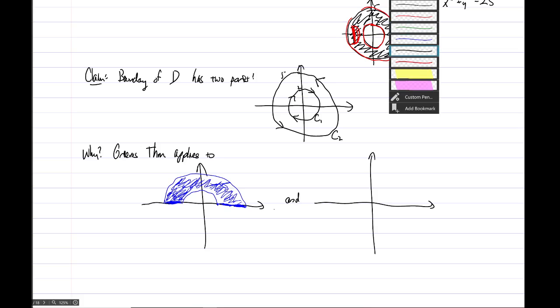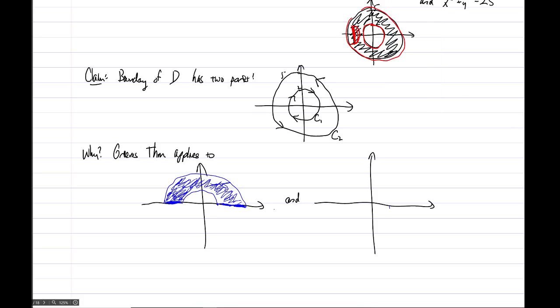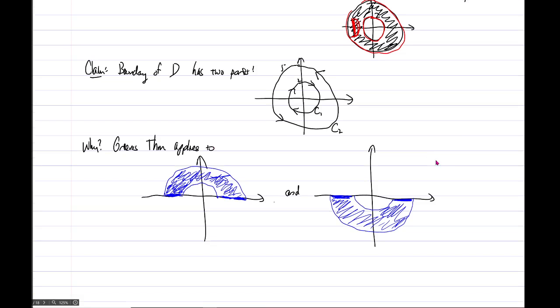Another region I'd like to draw would be the bottom half of a circle of radius 2 and the bottom half of a circle of radius 5. Let's connect there and there. Sorry, the axes are getting in the way. Let's shade this in. The two blue regions here are different, but each of them is a simply connected region and Green's theorem applies.